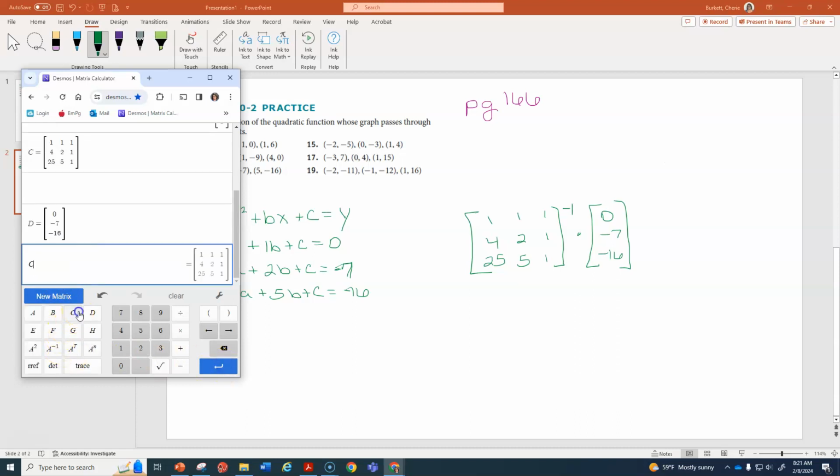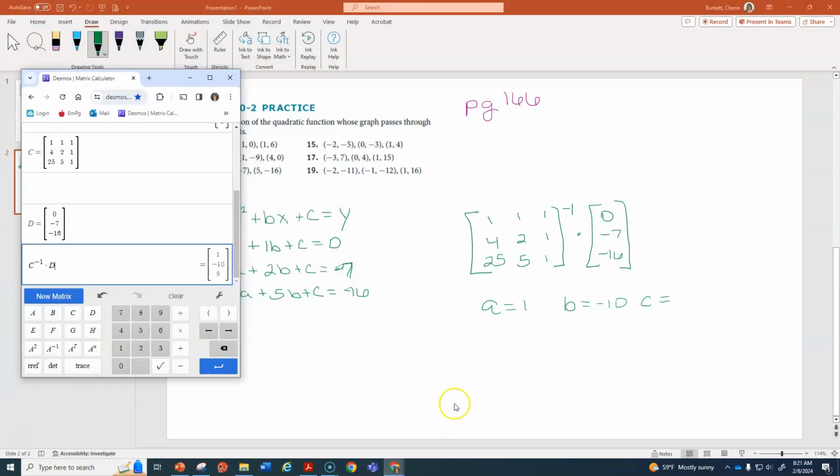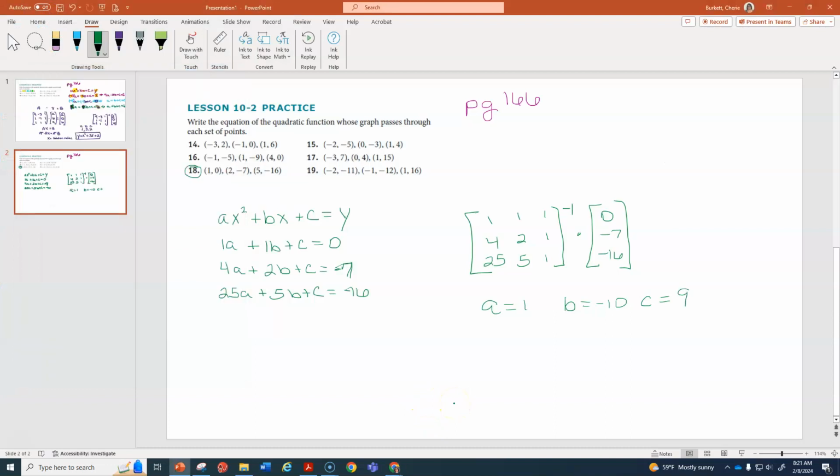Okay, and now I'm going to type in C, raise it to the inverse, times, this is matrix D, and so there's my answer. A is 1, B is -10. C was, I think, 9. C was 9, so my answer is y equals ax squared plus bx plus c. And there's my equation.